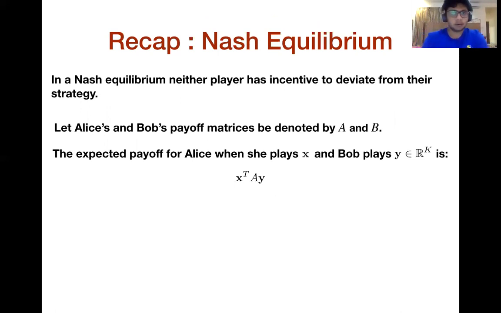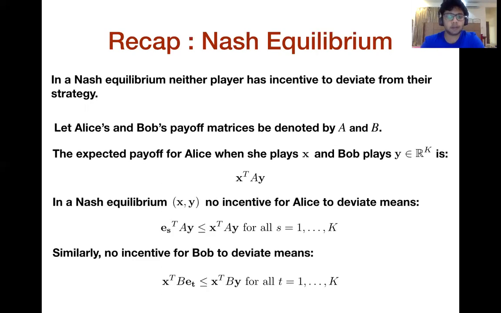So a quick recap of Nash equilibria. The intuition behind the Nash equilibria is that none of the players should have the incentive to deviate from their strategies. So, for example, if Alice and Bob's payoff matrices are denoted by A and B, the expected payoff for Alice when she plays X and Bob plays Y is X transpose AY.